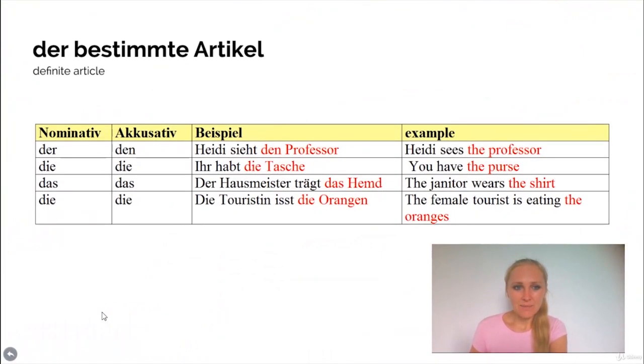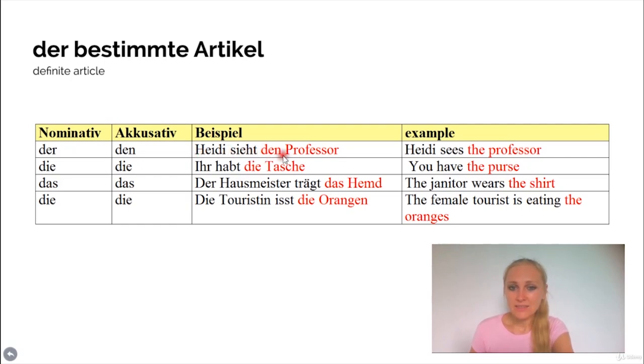Then here we have the definite articles, der bestimmte Artikel, in the accusative case. So here, as you remember, in the nominative case, der is the masculine one, die is the feminine one, das is the neuter article, and die is also the plural article. In the accusative, if you have a look here, the masculine one is changing. Der becomes den in the accusative case. The other ones all stay the same. Now let's have a look at an example.